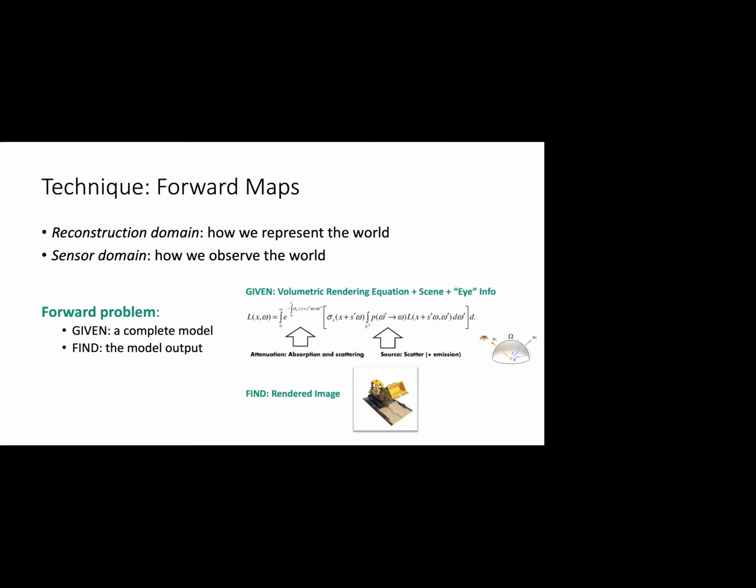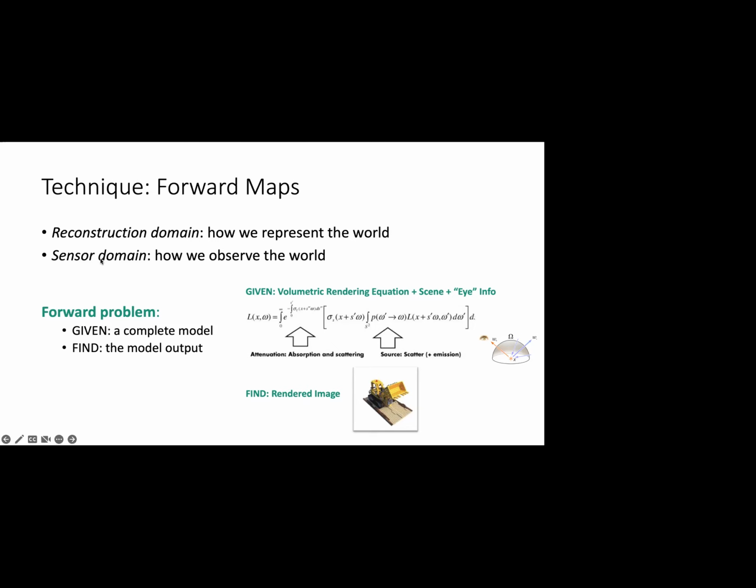Which means that you have a 3D representation of your scene, in this case a big voxel block of densities, as well as the color of everything. You have your rendering equation, your scene, and information about your viewing direction. So like, where is your eye and what's your focal length? And your goal is to find the output of your model. So given a model, find the output of the model.